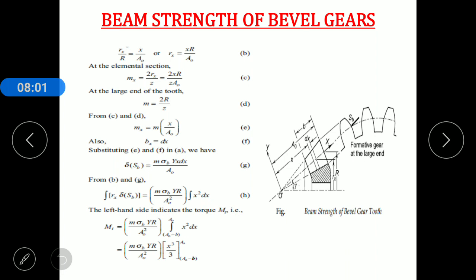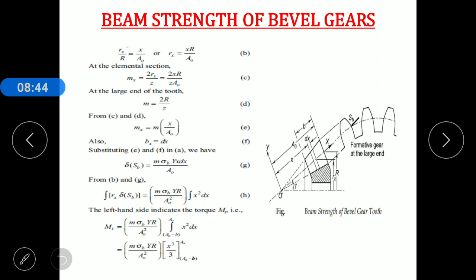Consider equation H. As we discussed, the left hand side indicates the torque, meaning the tangential force into the radius, that is M suffix t. Torque M suffix t is equal to m sigma by r divided by AO square, integration from lower limit AO minus b to upper limit AO, x dx. That limit is taken from the elemental section. Now we integrate that, and here we get the relation m sigma by r divided by AO square, and the integration of x square is x cube divided by 3. Upper limit is AO, lower limit is AO minus b.